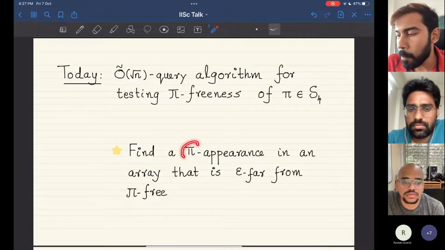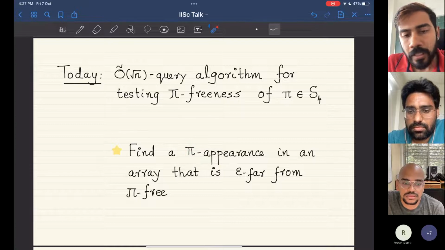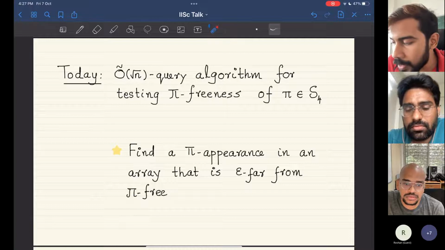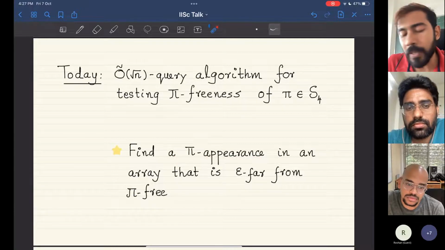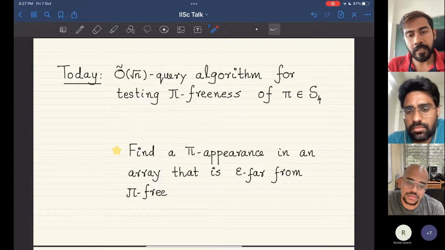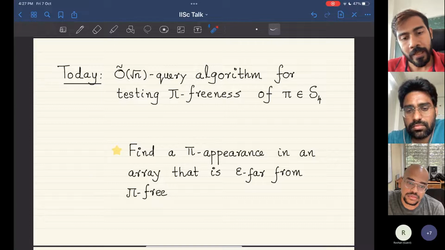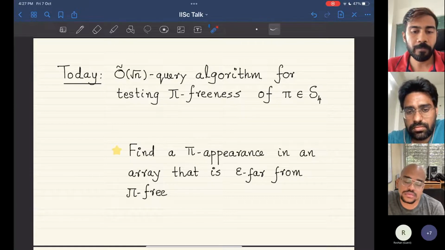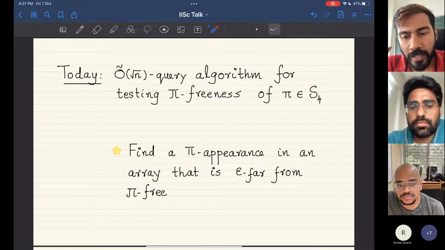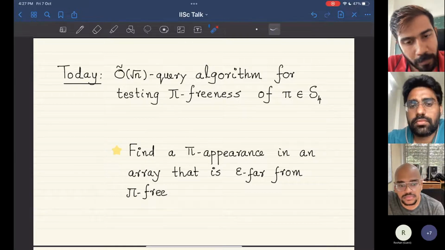So consider some pattern pi of length 4. I'll try to describe a root n query algorithm that will detect a pi appearance with high probability when the adversary is guaranteeing you that the input array is epsilon far from being pi-free. So we'll focus on this simpler, in quotes, simpler problem. It's the same problem.